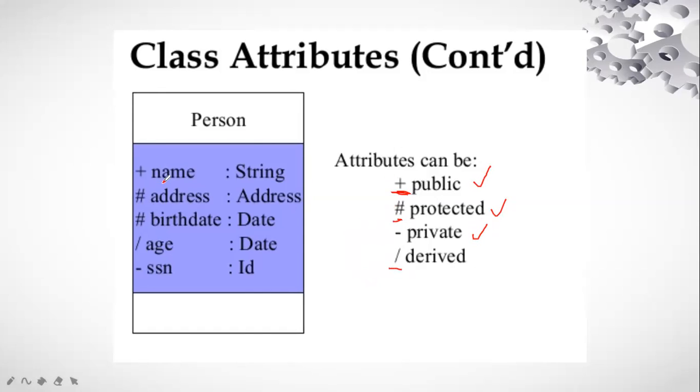See, the name of the person we can make public. It can be seen by all. Address is protected. It can only be seen from the inherited classes and subclasses. Same with the birth date. Age is a derived attribute, but SSN is the unique identification of the person, so we are making it private. It will not be visible from outside the class. So this is how these notations are used when we define different types of attributes in the class.